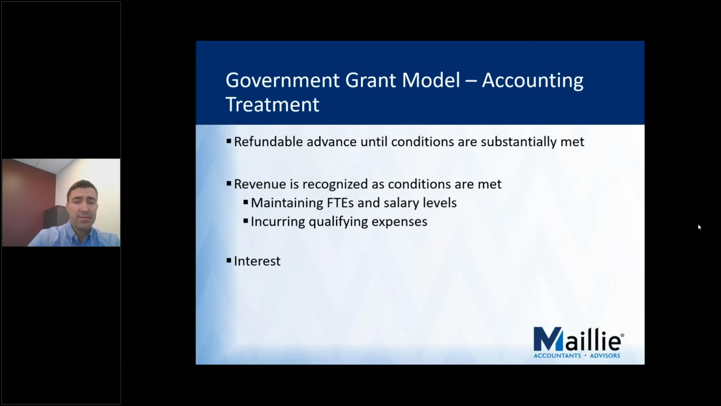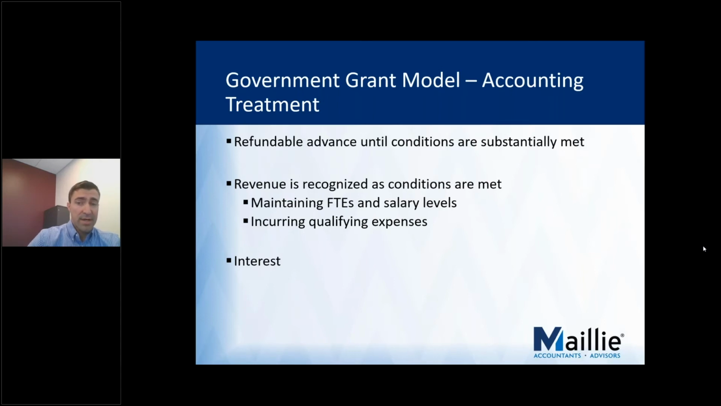Now, the next model is the government grant model. To give you a quick background here, the government grant model stems from Accounting Standards Codification 958-605, which is specific for nonprofit entities. However, because US GAAP does not specifically address how a for-profit business entity should account for the government grants that are not in the form of a tax credit or are not considered revenue from contracts with customers, the AICPA has released guidance saying a for-profit business entity can use the government grant model as well.